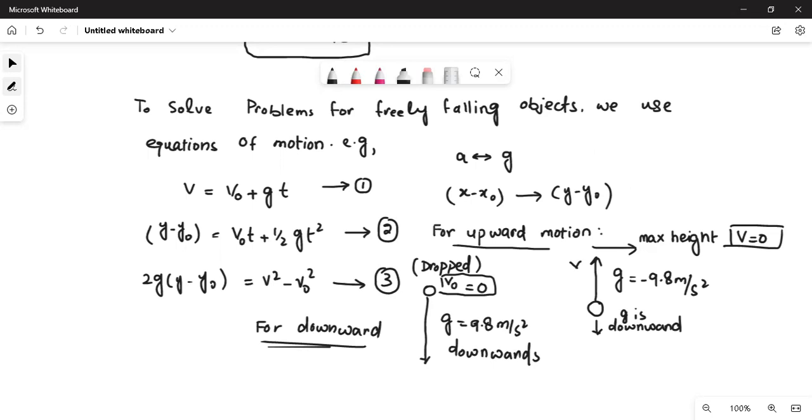Now, when we are going to solve problems, let me solve one simple example, and we will understand how to use these equations. Where is the question? Let me start with the first question of 2.7.